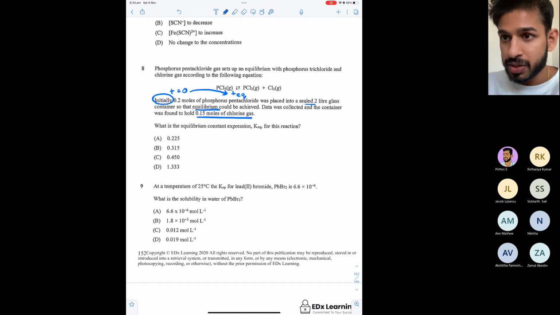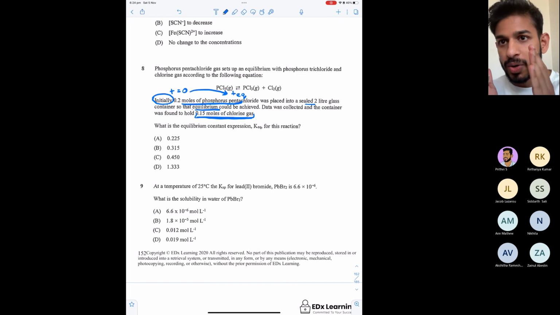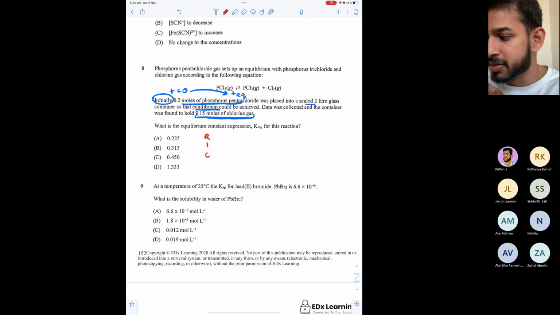I want you guys to really appreciate and understand this. At time equals 0, we're given data about some of the reactants or products, and then at time equals equilibrium, we're given data about some of the reactants or products. Whenever you are given any moles or concentrations of any reactants or products at different time points, your head should immediately be thinking RICE. RICE is an acronym. We're going to go through that now.